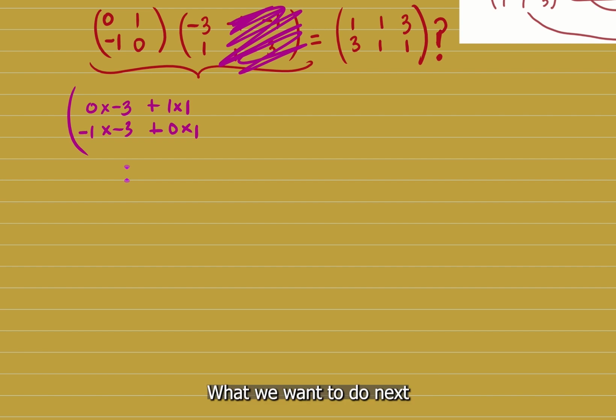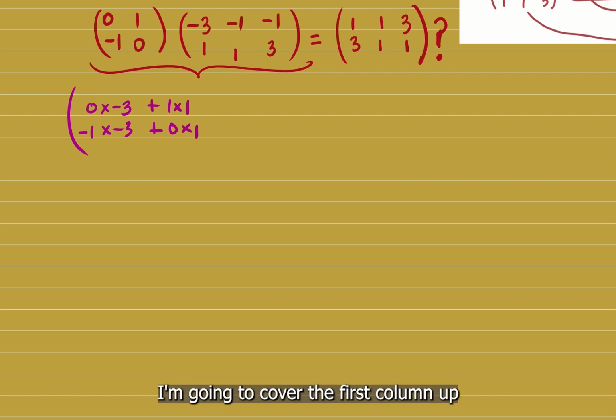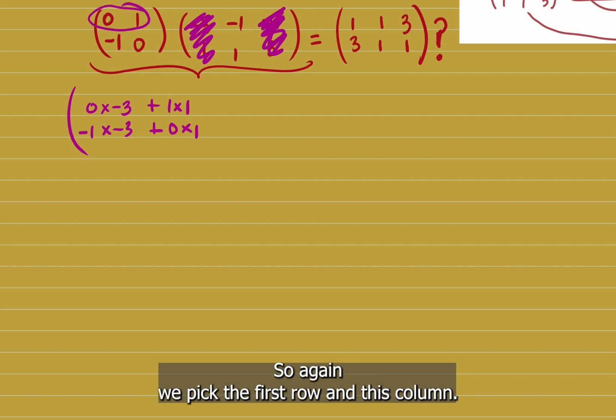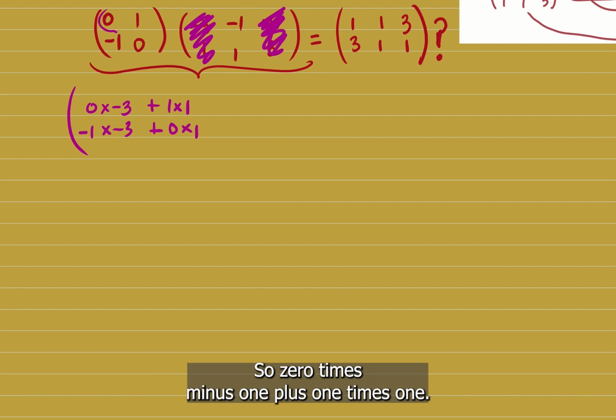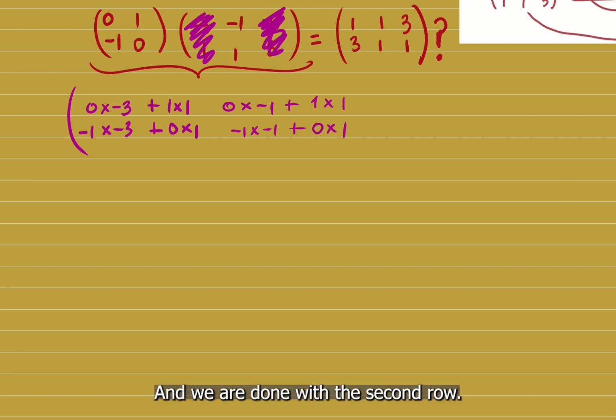What we want to do next is to pick the second column and then multiply. I'm going to cover the first column up and the last one and only deal with the second column. So again, we pick the first row and this column. So 0 times minus 1 plus 1 times 1. And then for the second row, minus 1 times minus 1 plus 0 times 1. And we are done with the second row.